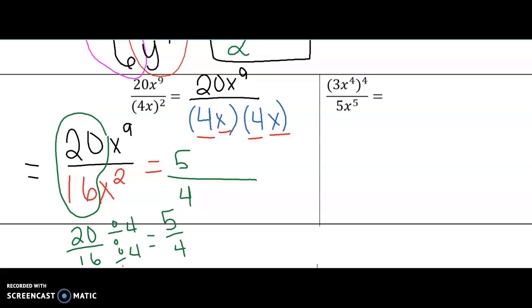I simplified that fraction. Now let's go ahead and look at x to the 9th divided by x to the 2nd. Which one wins? The one on the top. And so there's my answer.